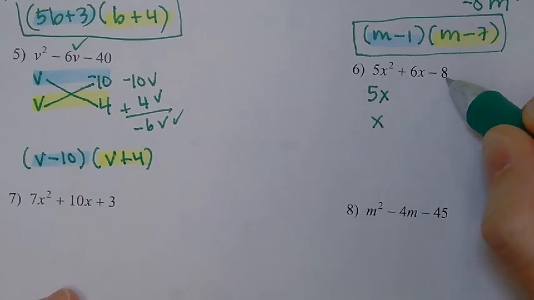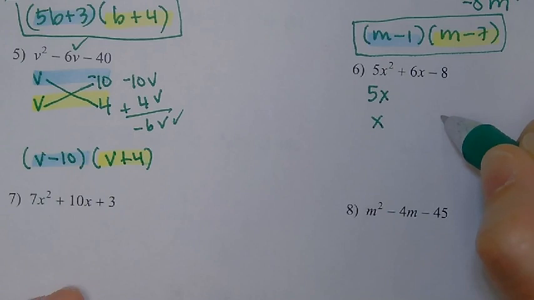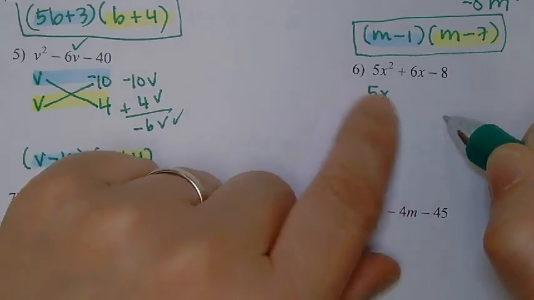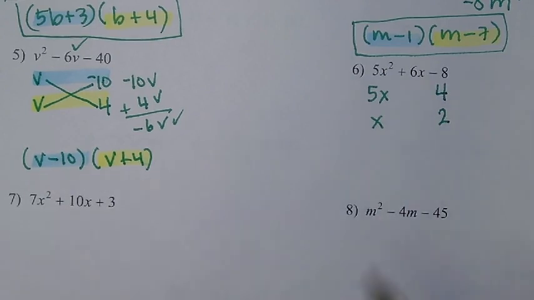All right, what multiplies to 8? 2 and 4. Let's try 2 and 4. I'm not going to put the 4 on the bottom because then that's going to be 20. That's going to be too big, right? So I'm going to just put the 2 on the bottom. Let's hope for the best.